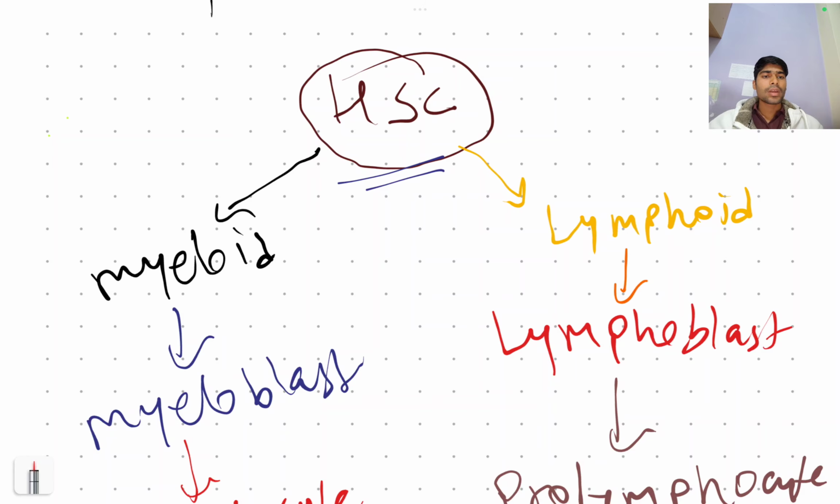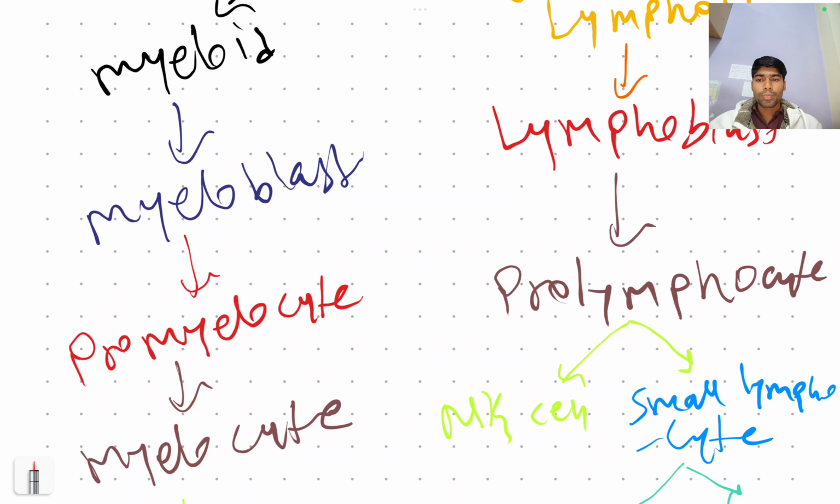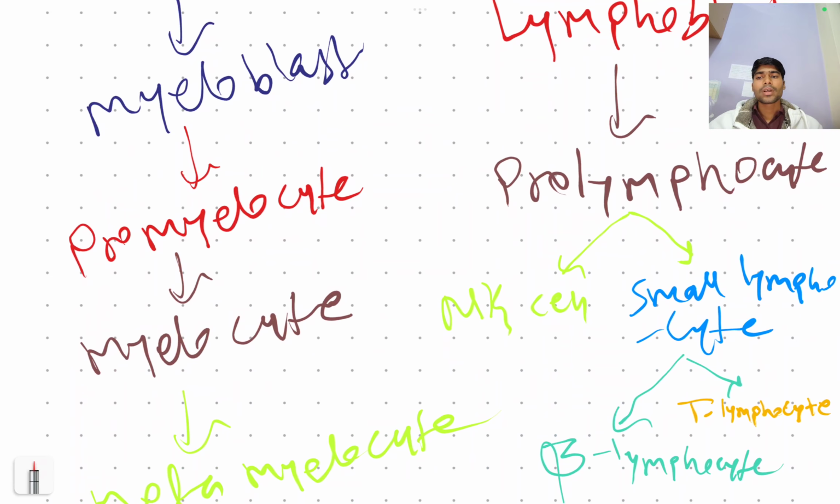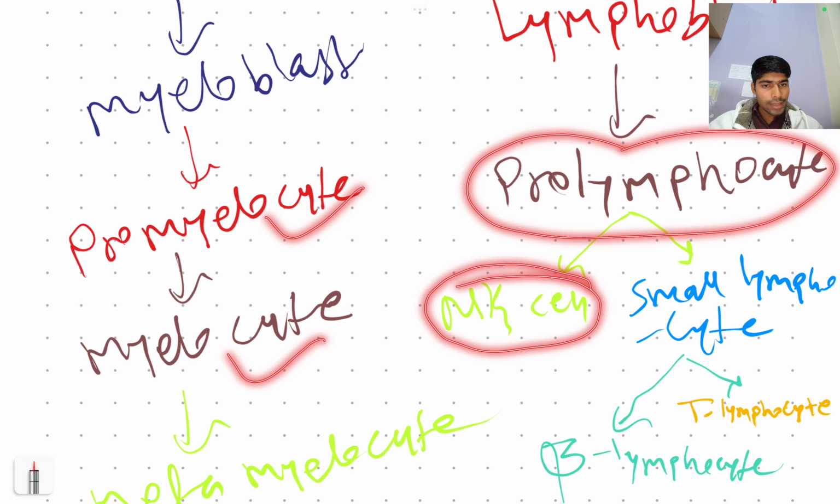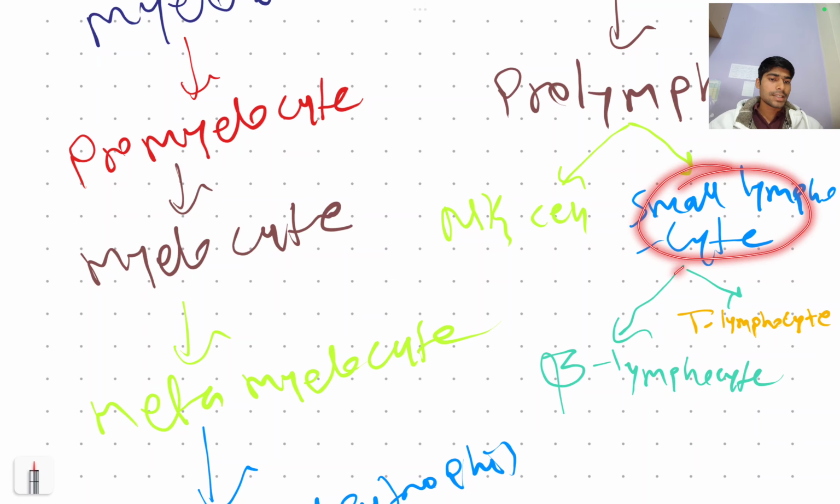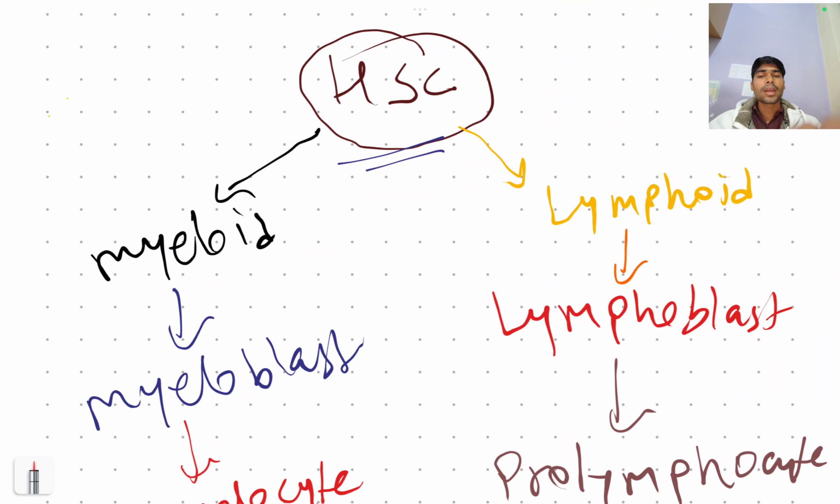Alright, in the same way, there is lymphoid series in which lymphoblast is the first one, then lymphoblast changes into lymphocyte. Alright, so myeloblast changes into promyelocyte and lymphoblast changes into prolymphocyte. Then promyelocyte changes into myelocyte, but prolymphocyte changes into natural killer cell or a small lymphocyte. Alright, and a small lymphocyte changes into either B lymphocyte or T lymphocyte. So this all happens in the hematopoietic stem cell, meaning in bone marrow. Alright, so these are the two lineages of blood development.